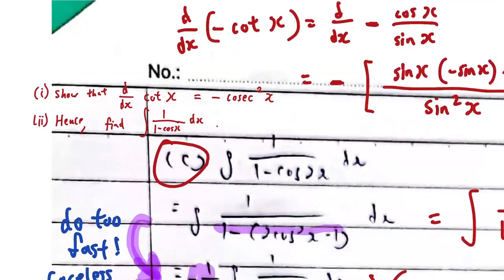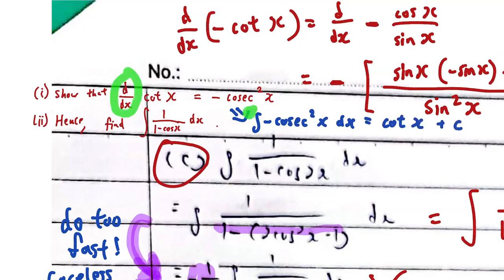Maybe I'll just write it down in blue. This implies that the integral of negative cosecant square of x dx equals cotangent of x plus c. This is the thing you should remember. Differentiation and integration are reverse of each other. And there is always this trick. If you know the derivative equals some answer, you can work backwards. The integral of the answer will give you back the original thing you were trying to differentiate. The integral of negative cosecant square x dx will give you cotangent x.